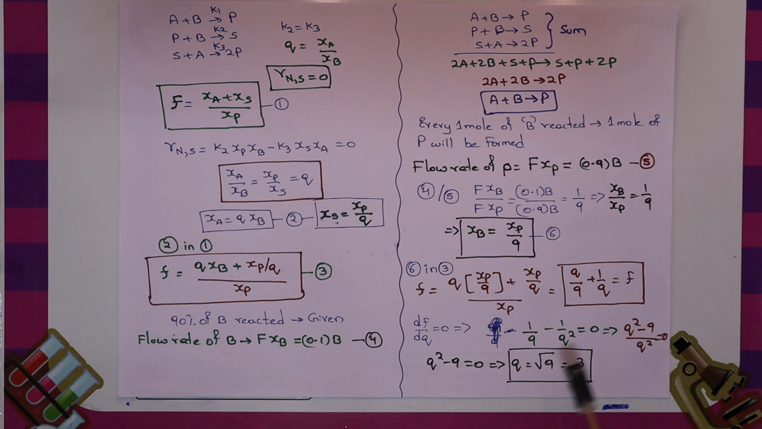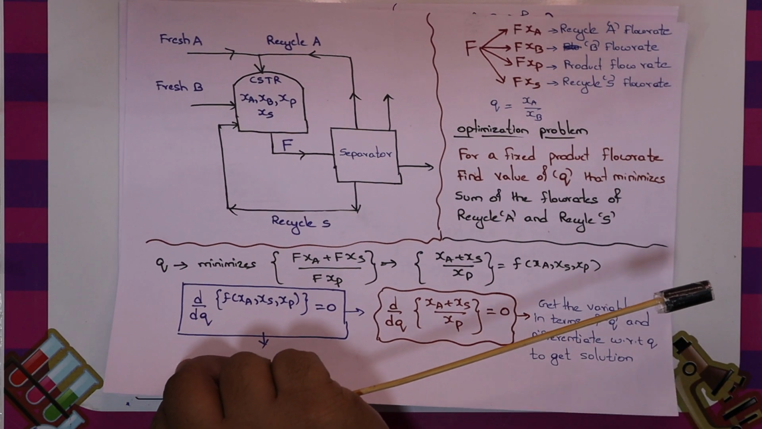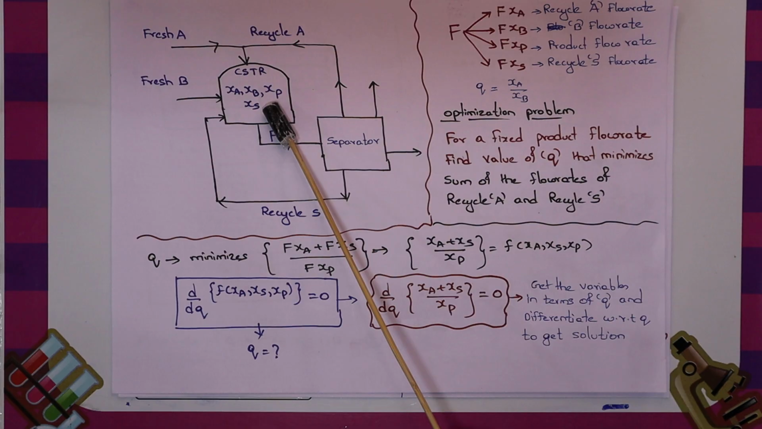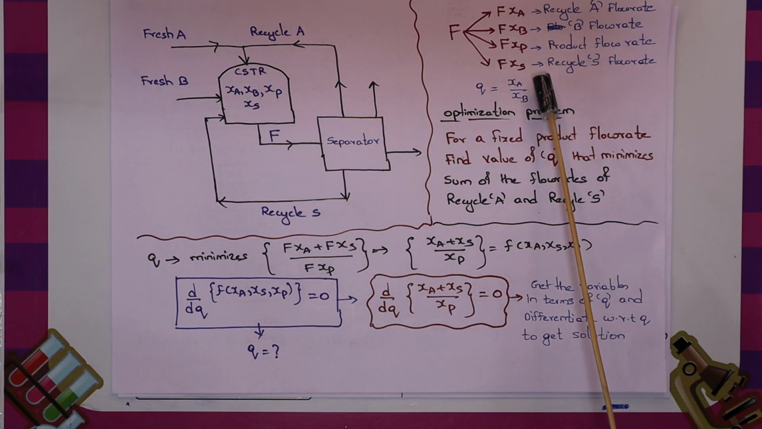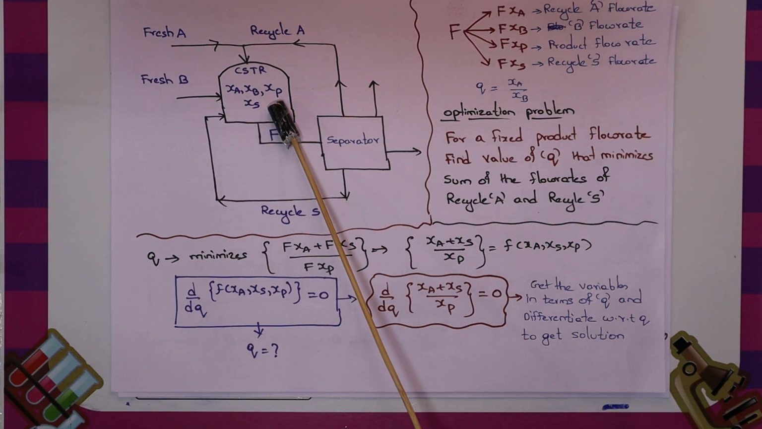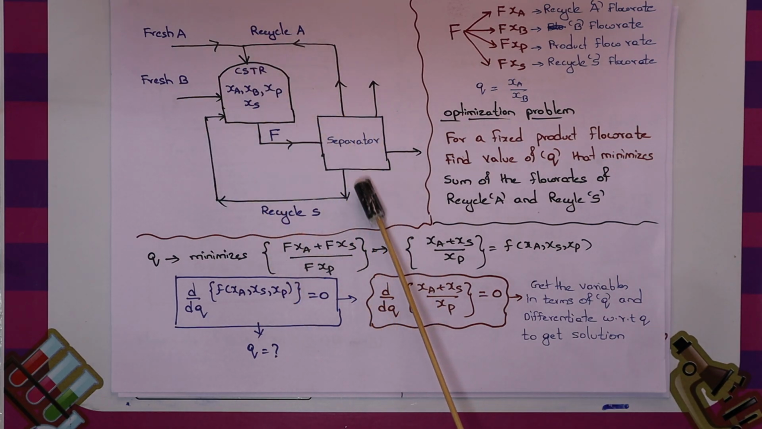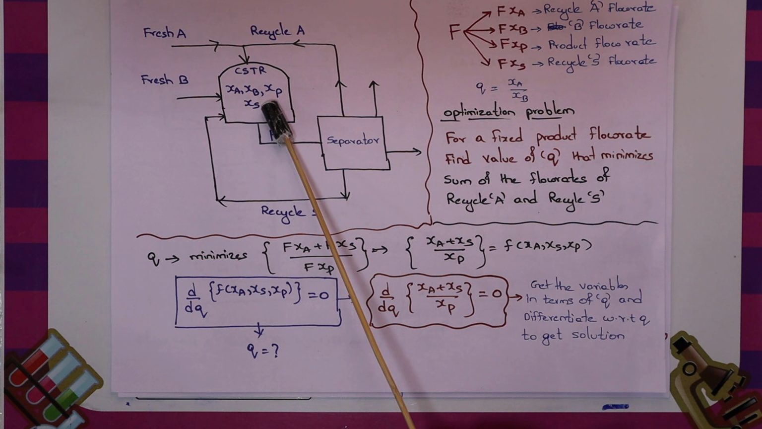equal to 0. So from this, q square minus 9 by 9 q square equals 0. The denominator cannot be equal to 0, only the numerator is equal to 0. So q square minus 9 equals 0, so q is nothing but the square root of 9, which is 3. That means if you maintain the Q value in the reactor equal to 3, that means the ratio of XA by XB in the reactor equals 3.